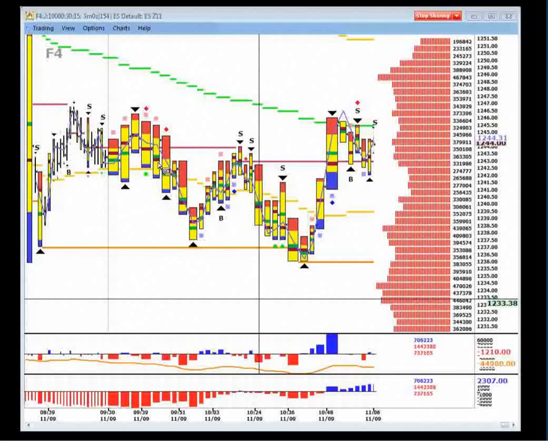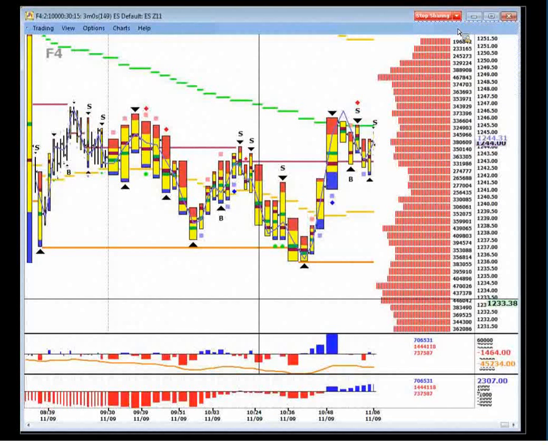So, looking at this screen, we've got compression on this bar. You can see that the mode does not move lower. We do have selling, but starting right here on this bar, the selling stops, and then as it rallies, when we take out this bar's high, it's off to the races.